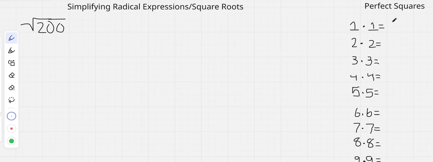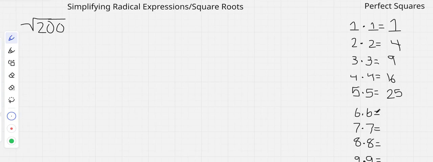So 1 times 1 is 1, which is 1 squared. 2 times 2 is 4, which is 2 squared. 4 is a perfect square. 3 times 3 is 9. 9 is a perfect square. 4 times 4 is 16. 16 is a perfect square. 5 times 5 is 25. 25 is a perfect square.